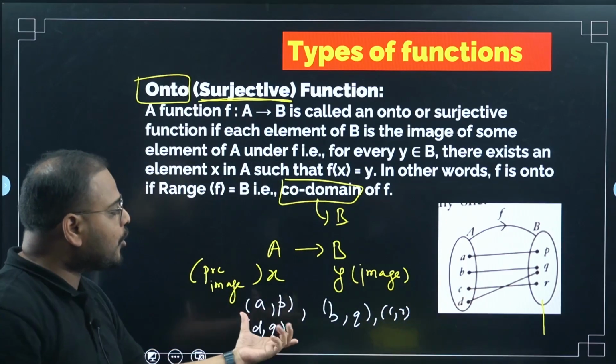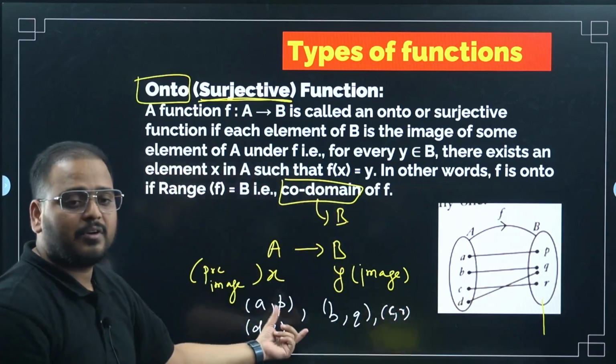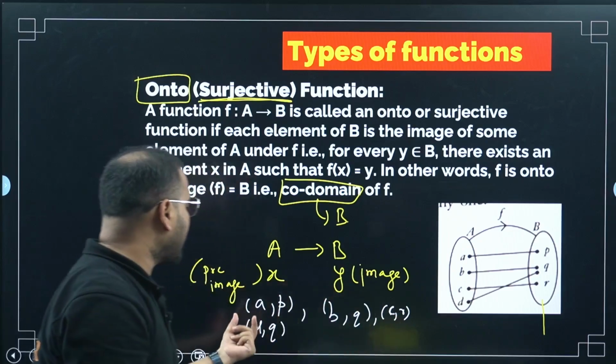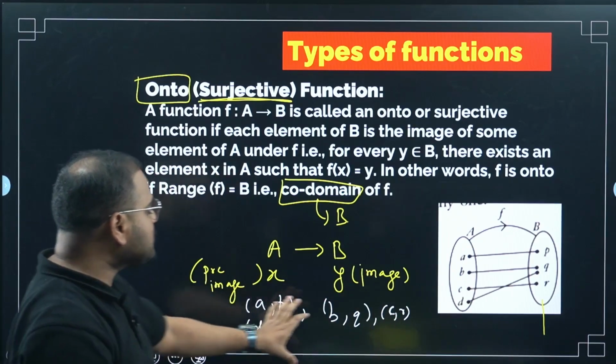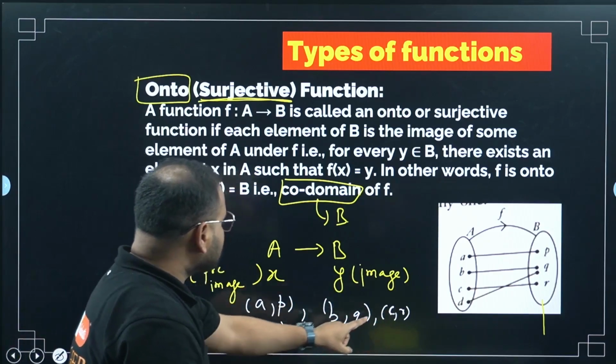So we have 4 ordered pairs: A comma P, B comma Q, C comma R and D comma Q. For these ordered pairs, if you check very carefully, none of these are missing.